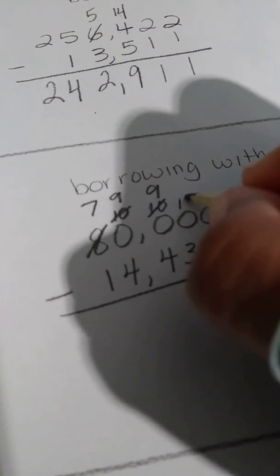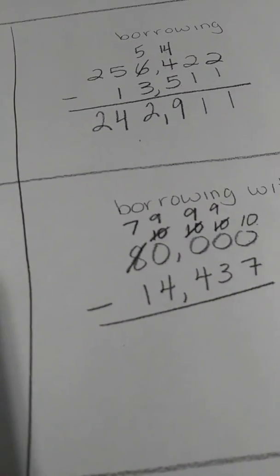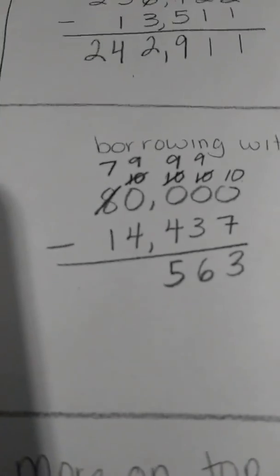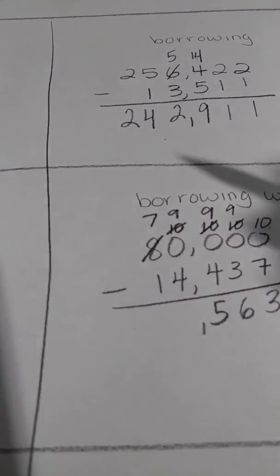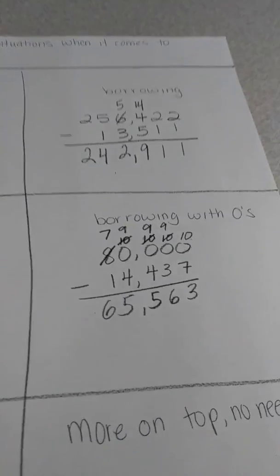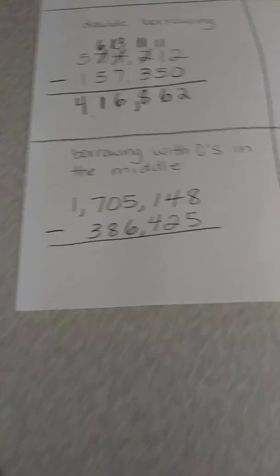Then you're going to borrow from this 10 and make it a 9 to give to the 10 in the 10's place. Cross off that 10, make it a 9 to give to the 10 in the 1's place. This stays 10 because is there anything else that it needs to borrow to? No. So then 10 minus 7 is 3, 9 minus 3 is 6, 9 minus 4 is 5, 9 minus 4 is 5, and then 7 minus 1 is 6. So then your answer is 65,563. And let's do our last one.